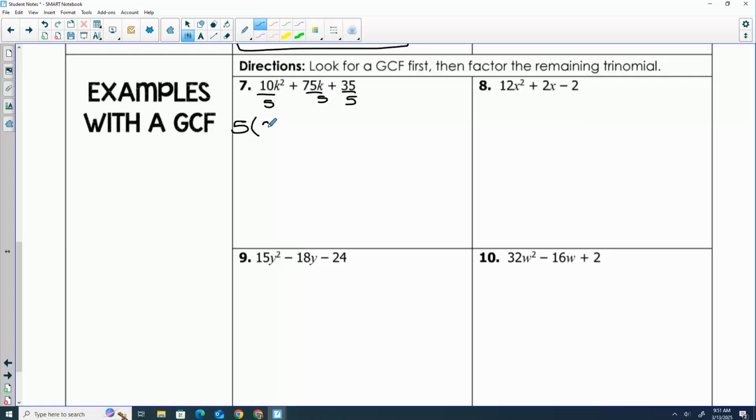10 divided by 5 is 2k squared. 75 divided by 5 is 15k. 35 divided by 5 is 7. So I took out my greatest common factor. Now I have to factor this thing on the inside. So what do we need to do? Slide the 2. Slide over the 2.